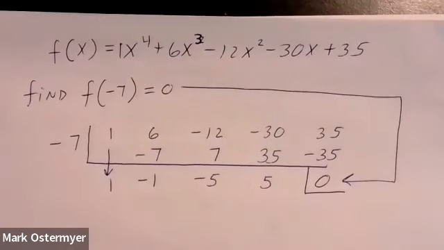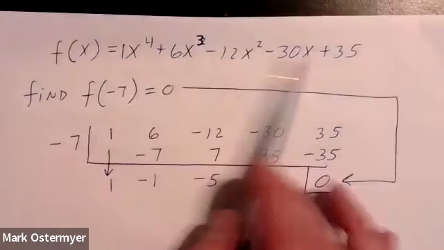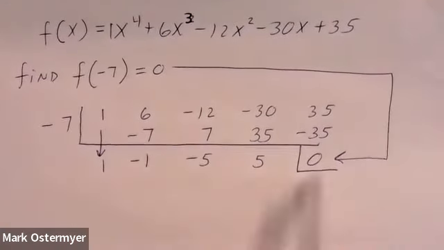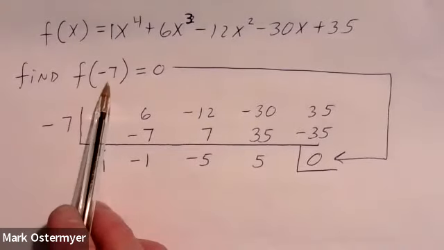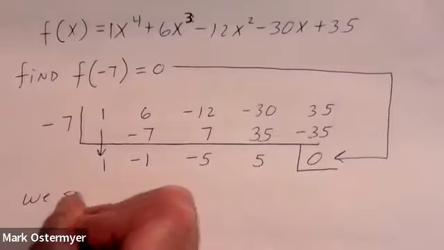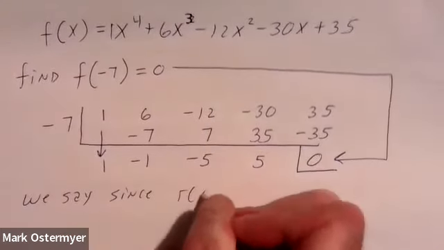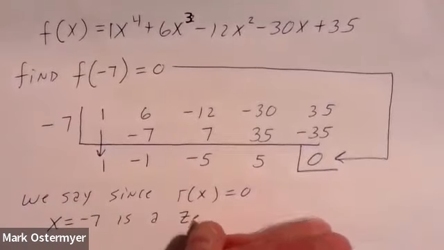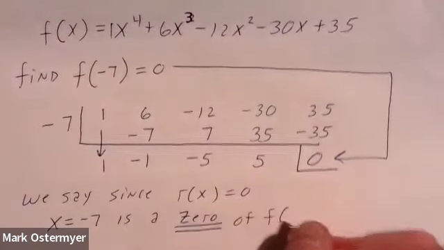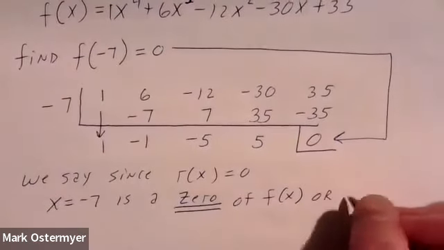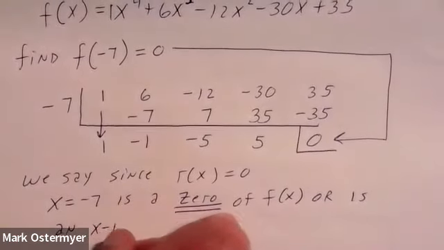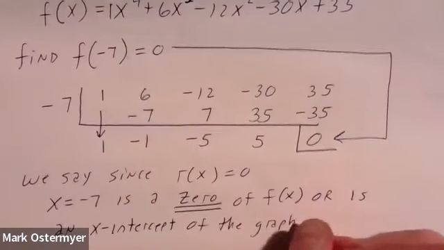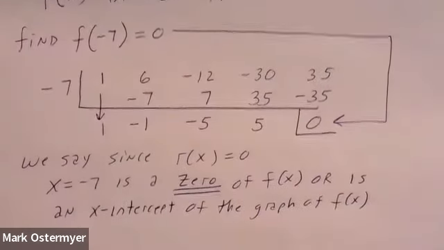You see that there? And you got to admit, synthetic division was a lot quicker than plugging -7 in here and going through all this. So you got to love that remainder theorem. Furthermore, ladies and gentlemen, the significance of our remainder being 0 has real deep meanings as to what this -7 is really all about. We say, since our remainder r of x is equal to 0, we say that x equals -7 is, you ready for this? It's a 0 of f of x. Or is an x-intercept. It's an x-intercept of the graph of f of x.